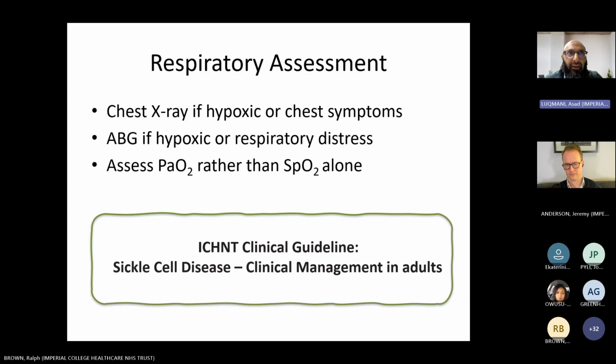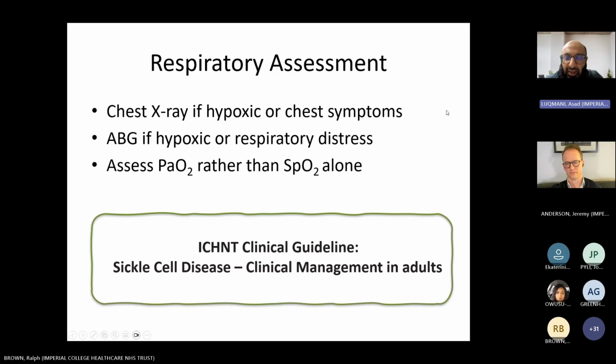The ABG is often an important parameter. The PO2 on the ABG is often a very important parameter in determining what further interventions might be required if a patient is deteriorating and thought to be developing an acute chest syndrome. In a lot of sickle cell patients, pulse oximetry alone is often not a very accurate marker of oxygenation and can give false readings.